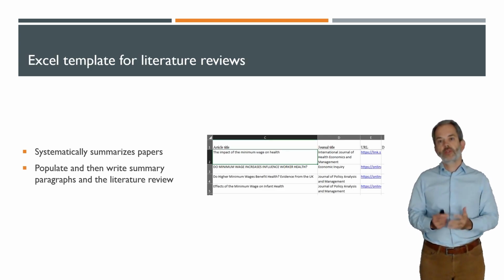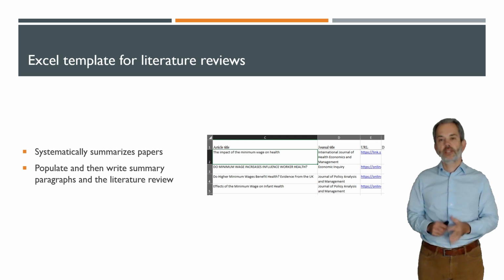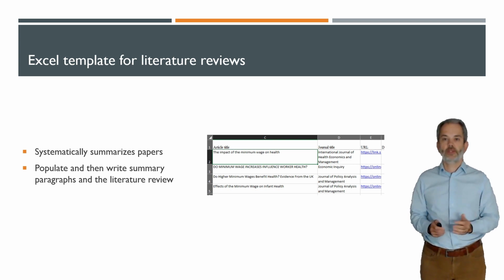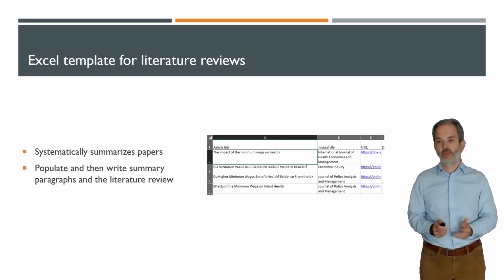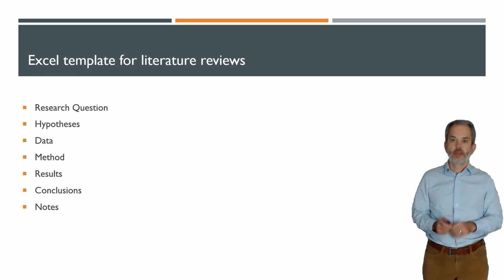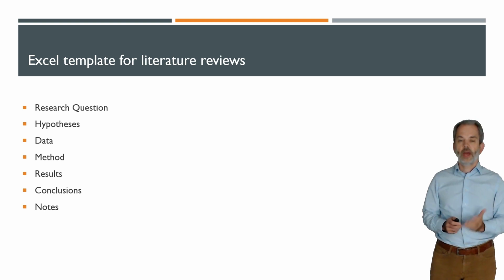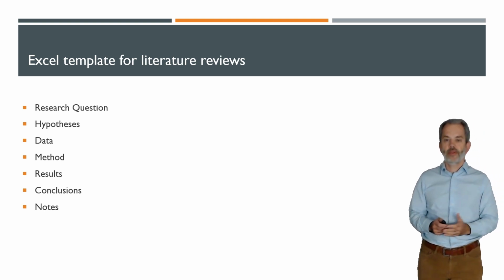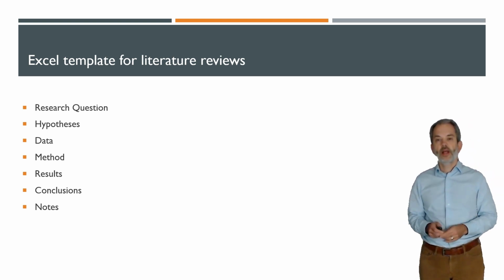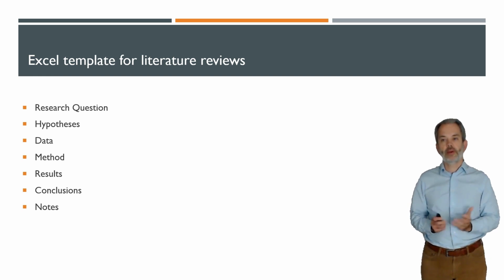One way to approach these literature reviews is to use a template to help you systematically summarize papers. And we're going to use an Excel template to help us do that. Our template is going to include fields for the research question, hypotheses, data, methods, results, and conclusions, as well as a column for your own notes about each paper.